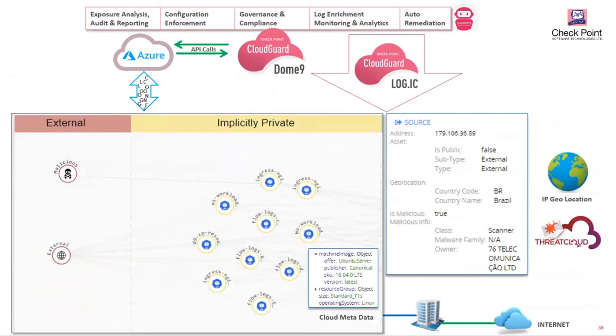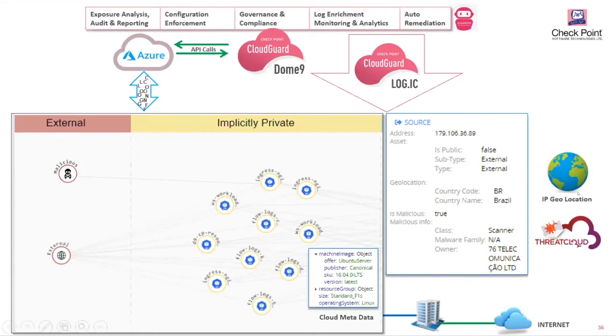Under log enrichment, we have a module called Logic that comes with Dome9. We start with the logs that come with the cloud, and then we add a lot of information to those logs. We enrich them. We add a lot of the metadata that we have learned via our connection through Dome9. Things like the offering, the version, whether it's Linux or Windows, the size of the VM, in addition, of course, to the IPs that are part of it.